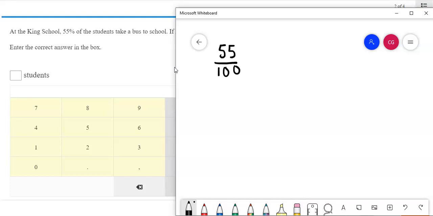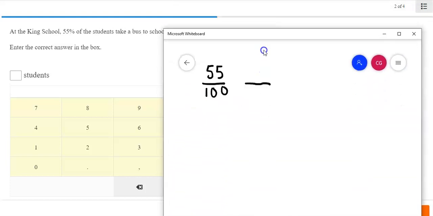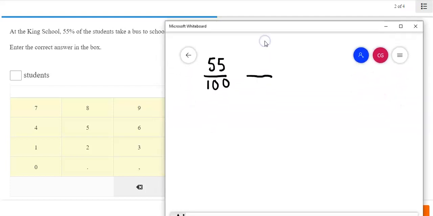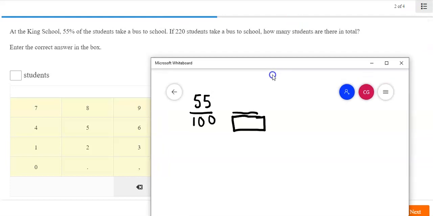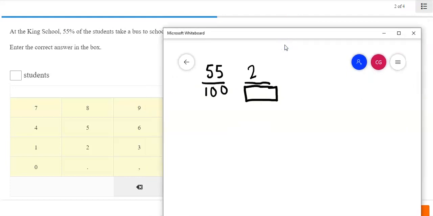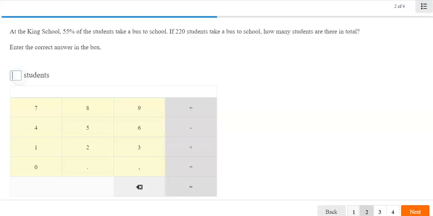We're not going to multiply that. We do not know the total, so the total would be the bottom box, but we know that 220 take the bus, so that goes on top. To get from 55 to 220, I'm going to multiply by 4. So 100 times 4 is 400. So our answer is going to be 400 students.